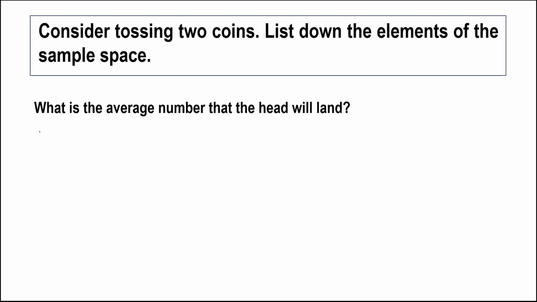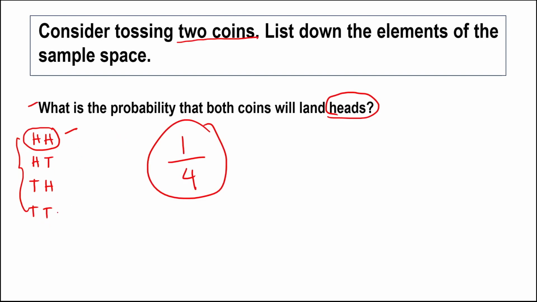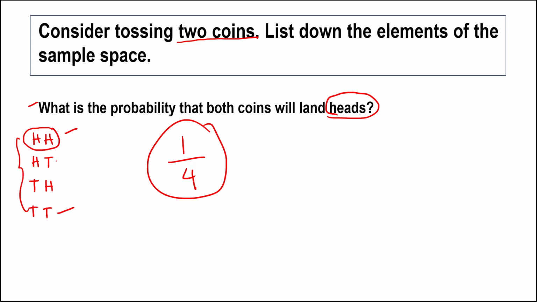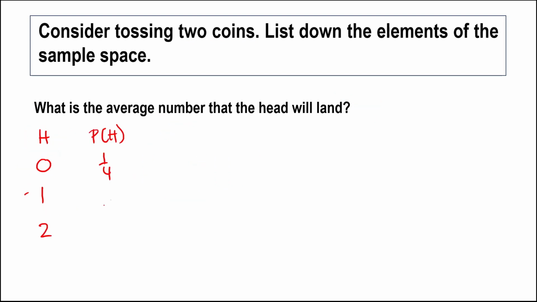Then what is the average number of heads that will land? Since the number of heads can be no head, one head, or two heads, we find the probability for the number of heads. If there is no head, so all tails, the probability is 1 out of 4. So this is 1 over 4. Then one head, so we have 1, 2. So one head is 2 out of 4. So this is 2 over 4, and two heads is 1 over 4.